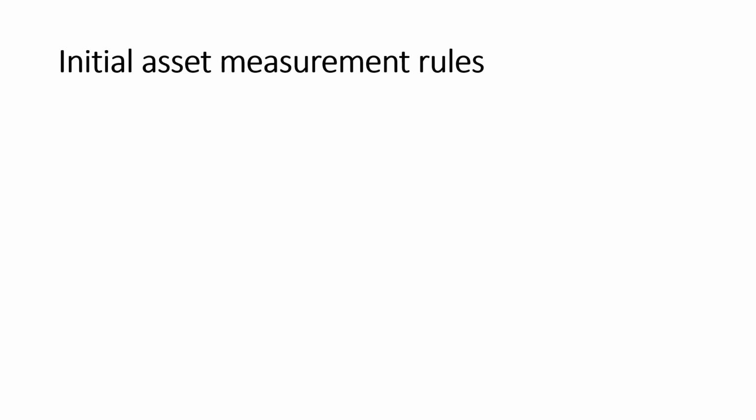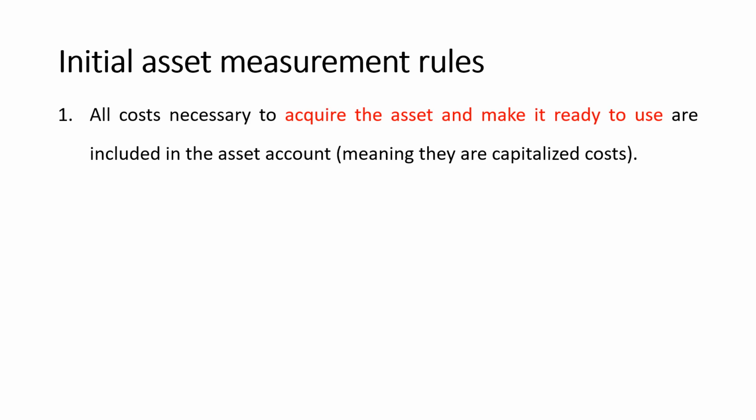Let's see how initially we are going to measure the assets. In other words, the initial asset measurement rules. Firstly, all costs necessary to acquire the asset and make it ready to use are included in the asset account, meaning they should be capitalized.